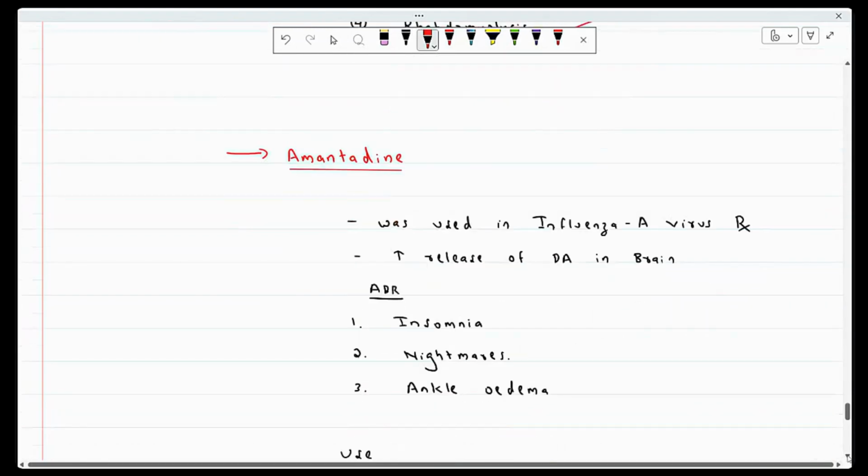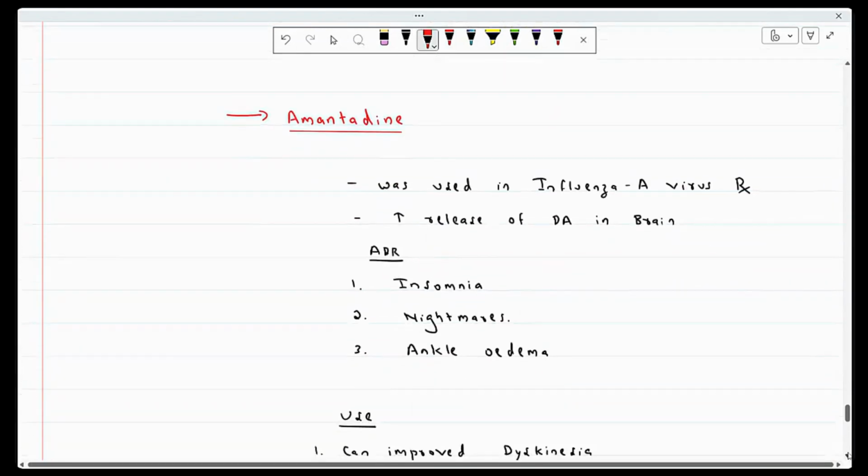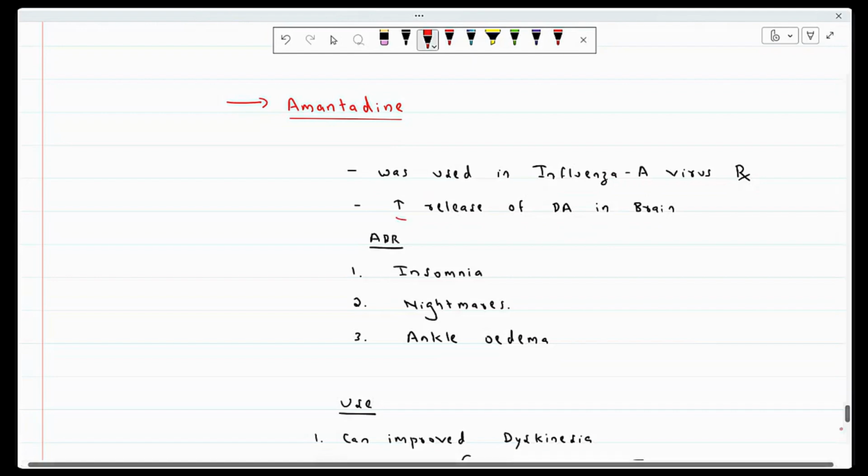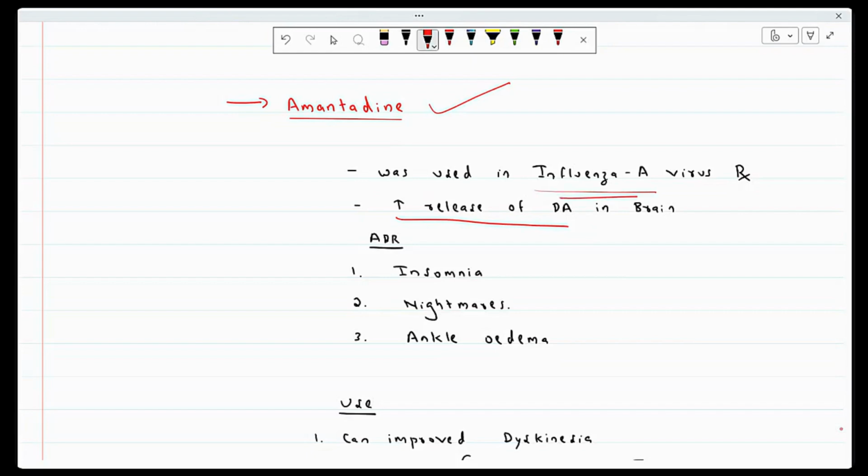Now coming to the drugs which can increase the dopamine release. The answer is amantadine. As I already told, once upon a time for influenza A, this was one of the preferred drugs. However, currently we have better drugs like oseltamivir. So amantadine is no longer used for influenza A virus.